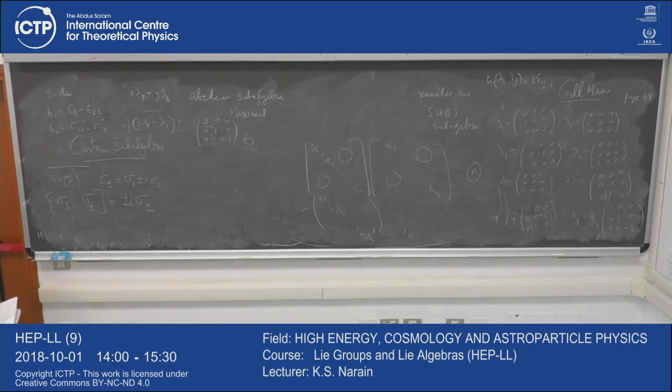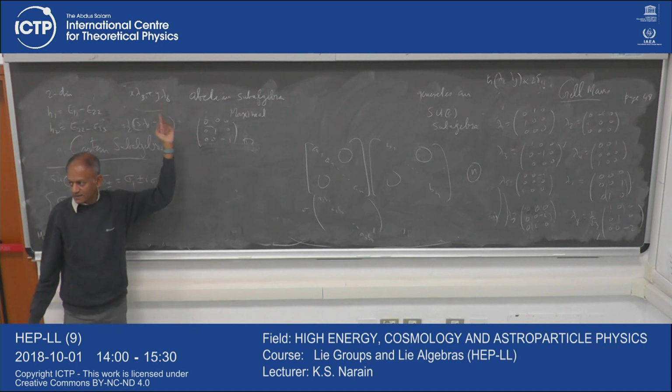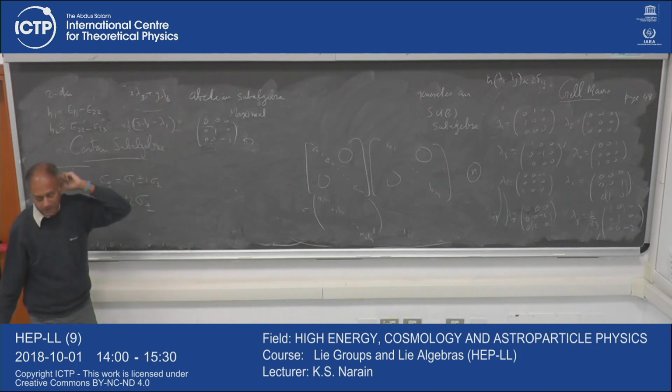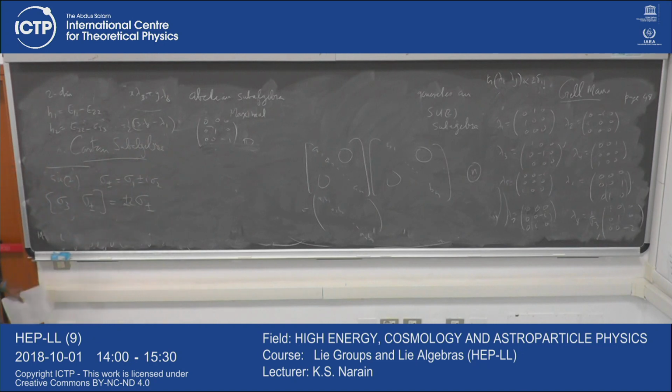Okay, this is fine. I can choose this basis, or I could choose the lambda 3, lambda 8 basis. Doesn't matter, it's the same. It's a basis for that vector space, the Cartan subalgebra. And then you can show this. So let's just check for a few of them, and then I'll just write the answer.